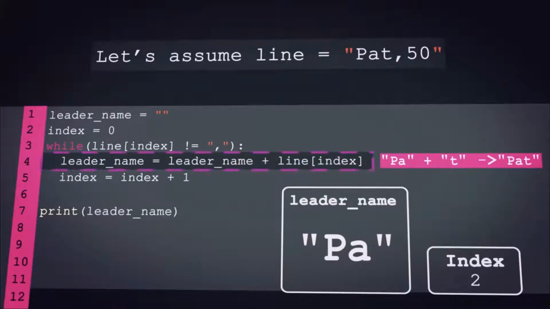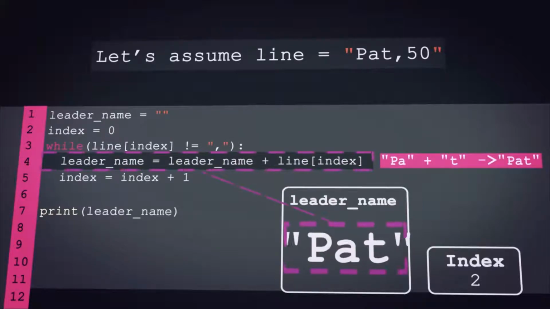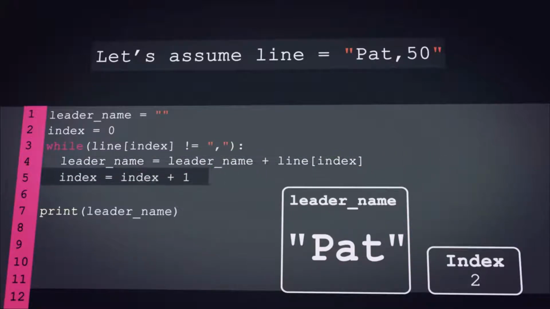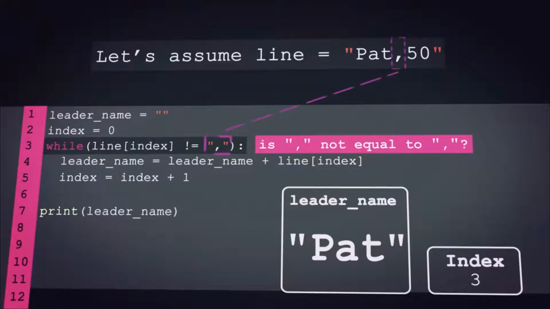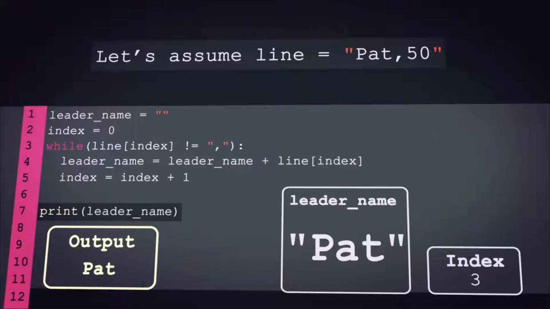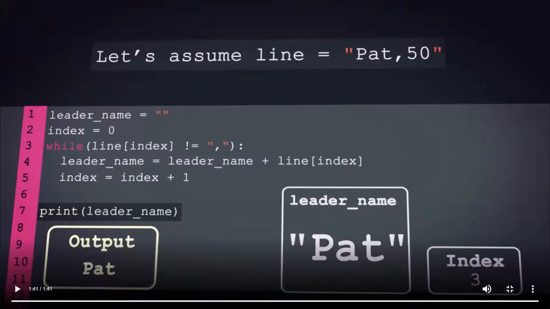So PA plus T is Pat. Increment index again. So index is now 3. So line bracket 3 is not equal to comma? It's a comma, so that is false. Comma is equal to comma. So we're going to print out leader name.